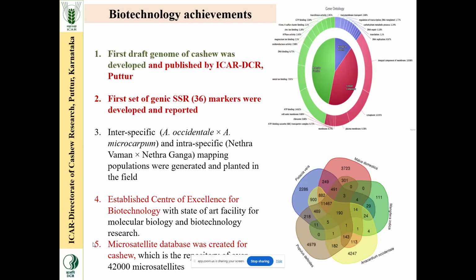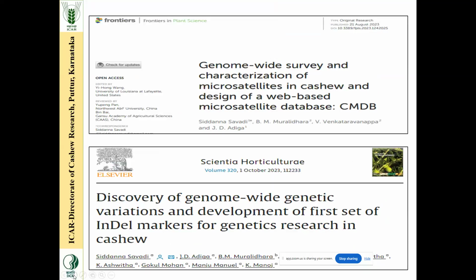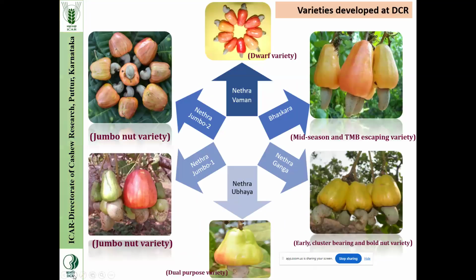And we have developed a microsatellite database for cashew, which is the main repository of around 42,000 microsatellites. These are the biotechnological achievements which have been made in cashew for the crop improvement program. It is mainly used to identify a variety, to develop a variety. And this is one of the databases. We can see the cashew single nucleotide polymorphism database. This database is mainly utilized by biotechnologists who work on cashew. And these are all the publications we can refer to, to get more ideas.